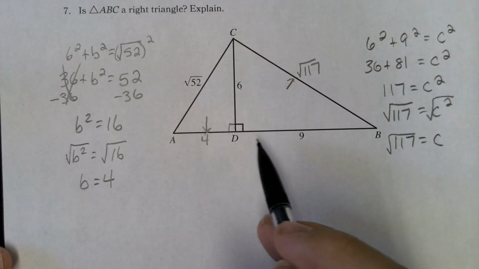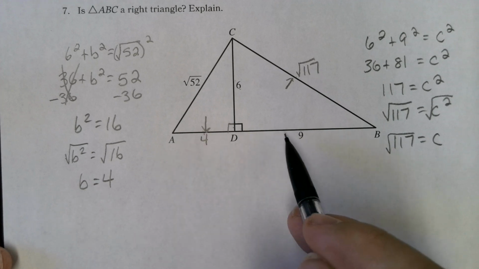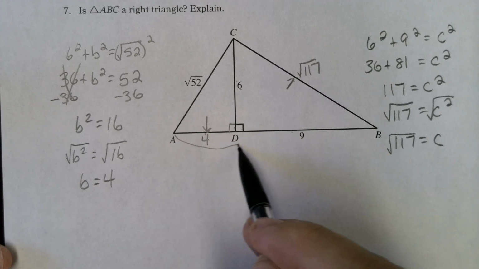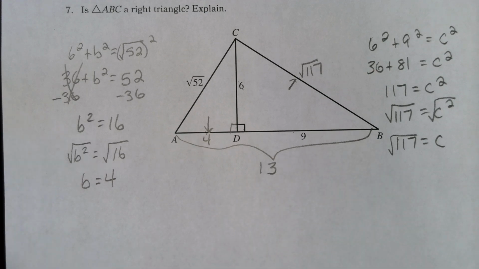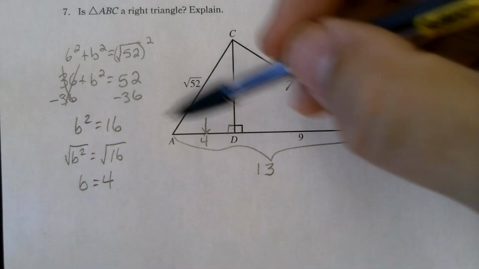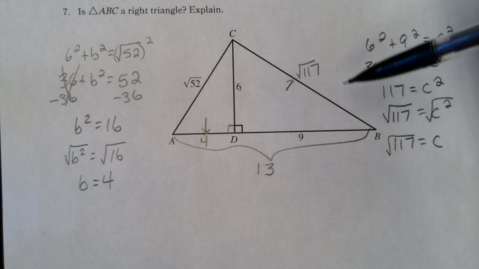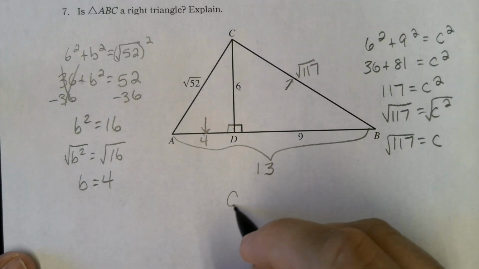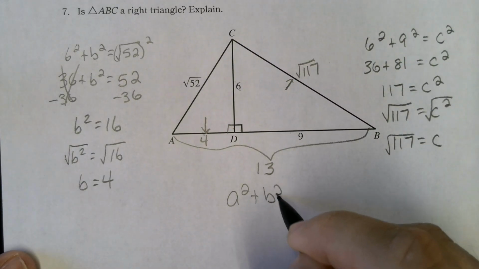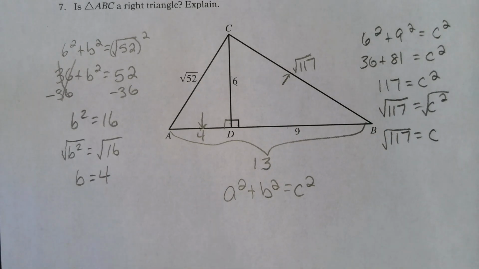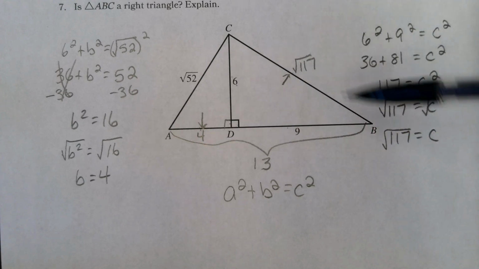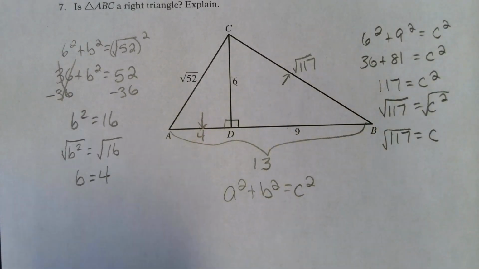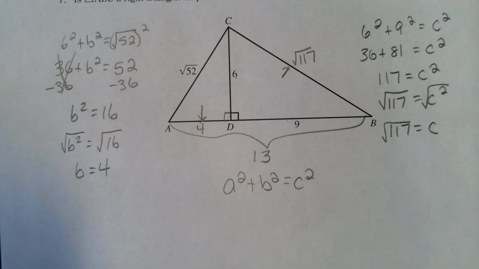Now I have this part. If this is 4 and this is 9, then the whole thing, adding them together, is 9 plus 4, which is 13. I now have all three sides of this triangle. I can use my Pythagorean theorem to determine if I have a right triangle. I need to know, though, which one of these three sides is the biggest. Well, we already know that this side is 13.